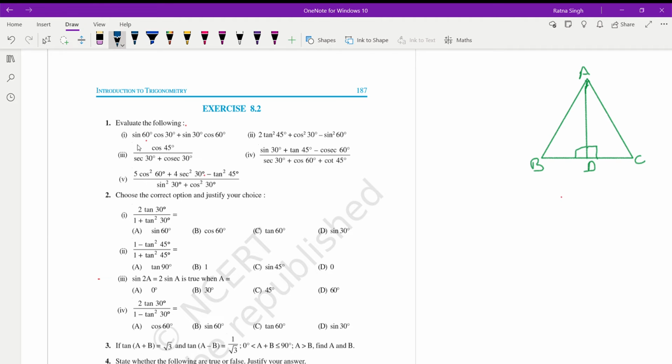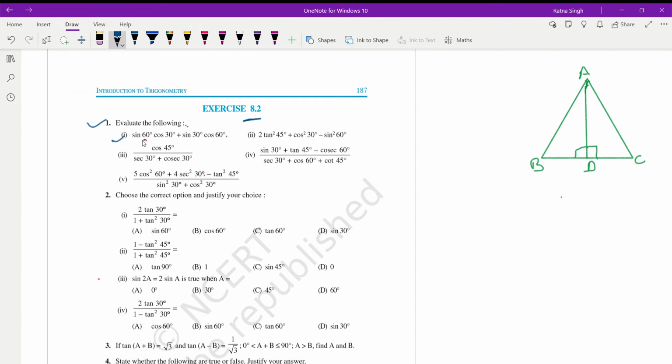Hello students, in this video I'll do question number 1 of exercise 8.2 of trigonometry class 10th. In question number 1, we have to evaluate the following: sin 60 degree multiplied by cos 30 degree plus sin 30 degree multiplied by cos 60 degree.